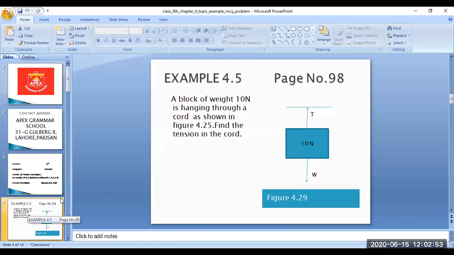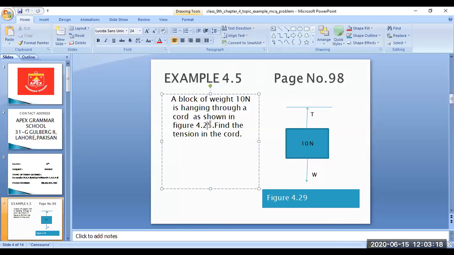If you open the 9th class textbook, you can find example 4.5 on page number 98. I read the statement of the numerical. A block of weight 10 Newton is hanging through a cord as shown in figure 4.9. Find the tension in the cord. So this is the block.